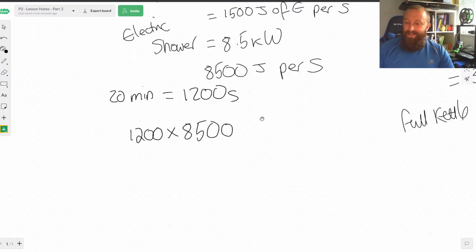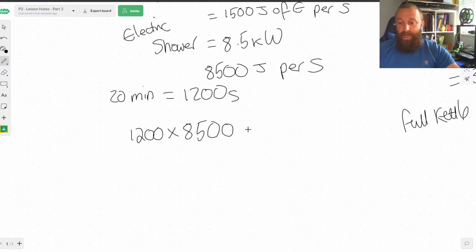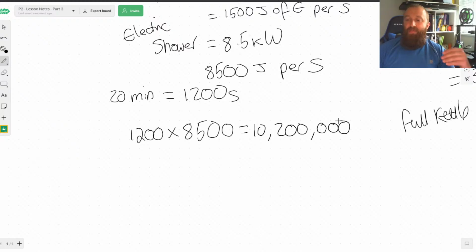So that means that if she had a shower in our house and she spent her usual time in the shower, she's going to be using 10,200,000 joules of energy in the shower. Okay, so that's almost 10 megajoules of energy just having the shower.